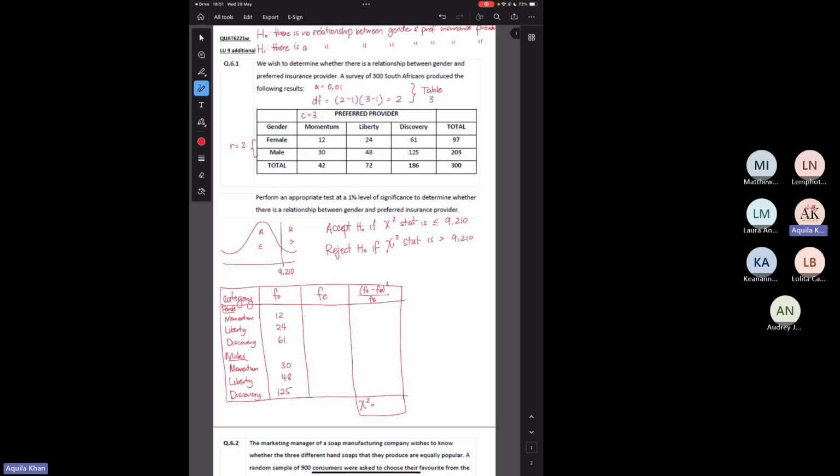And then you need to now calculate your respective FE values. Now, how do we calculate the respective FE values? So again, this is a little bit more work. So please pay attention to this one so you can see how this is done. And then we're going to have to use this formula. So it says take the row total, multiply it by the column total, and this is all in your slides as well, and divide it by the total sample size.